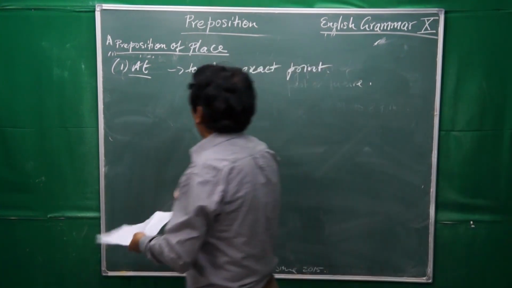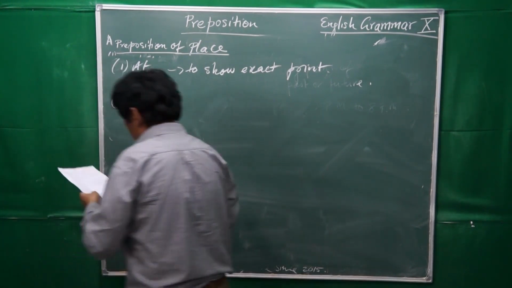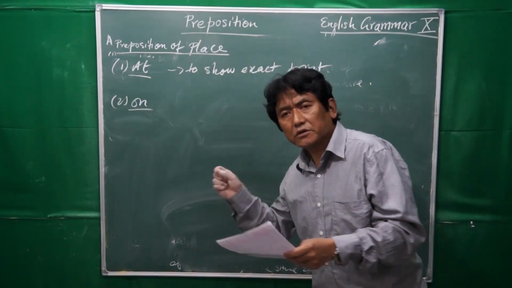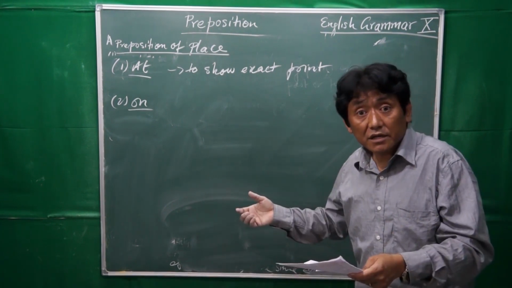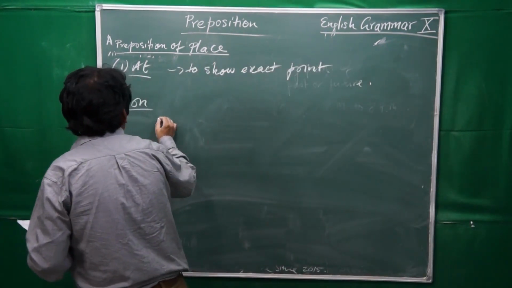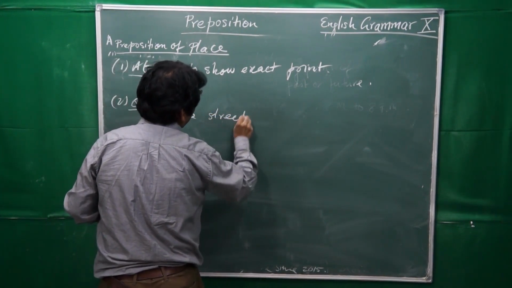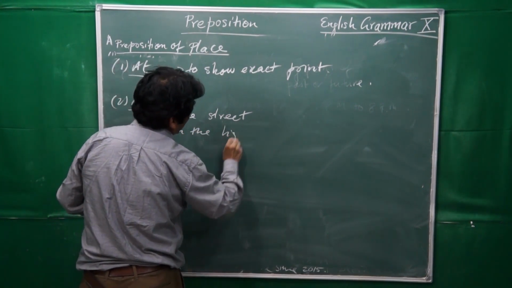Now, we can use on, number 2. Preposition of place, number 2: on. On is used to indicate a particular area or a land where something is. Right? Like I can say on the street or on the highway.